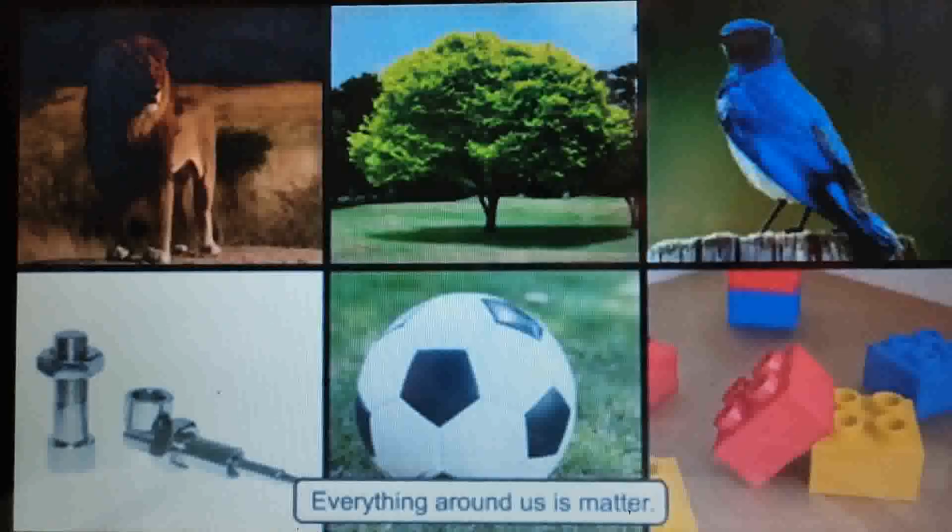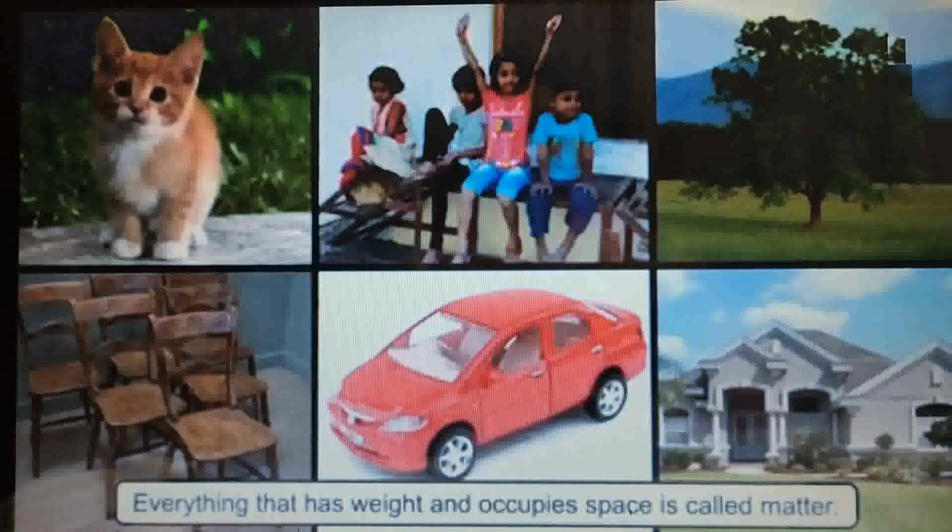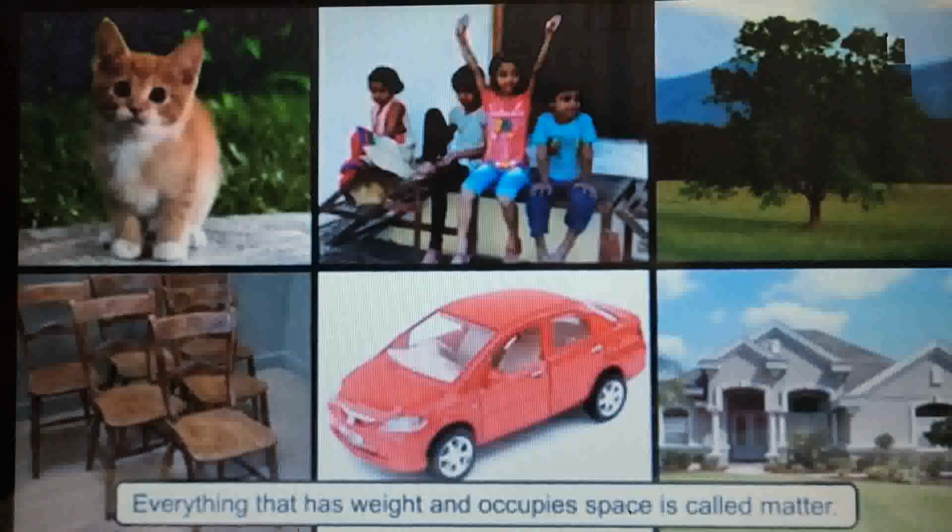Anything like any animal, humans, trees, plants, even chair, table, your pencil, your eraser, book, car, house, the smallest thing that you can see around, even the air which we cannot see, we can just feel it. It is matter. So basically matter is a thing that has weight and occupies some space.